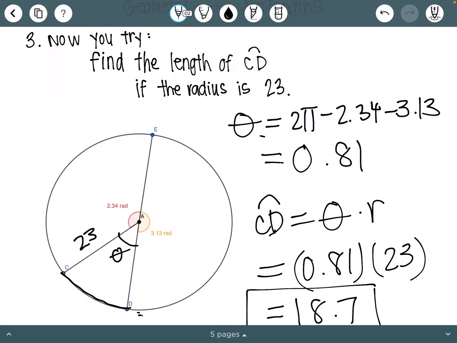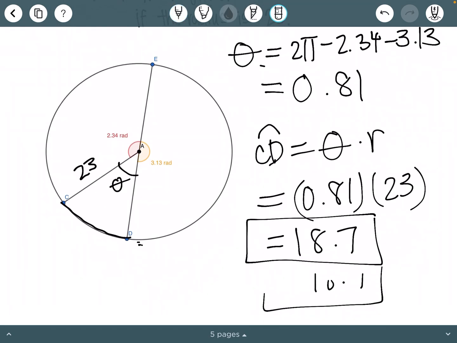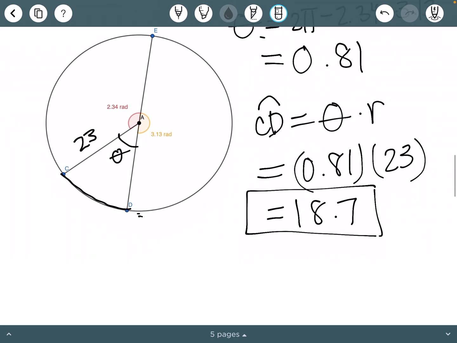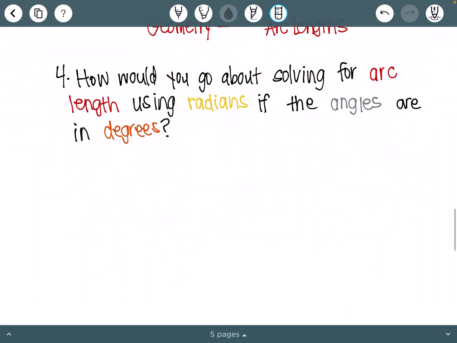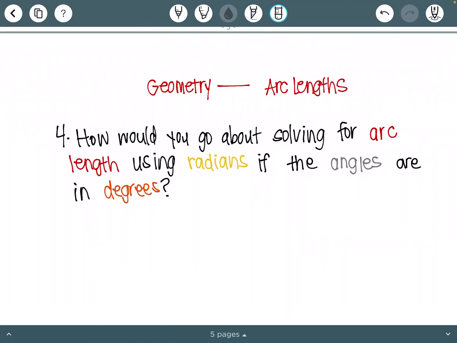All right, so hopefully you got 18.7 for that answer. Now, I want you to think about how you would go about solving for arc length in terms of radians if the angles are in degrees.